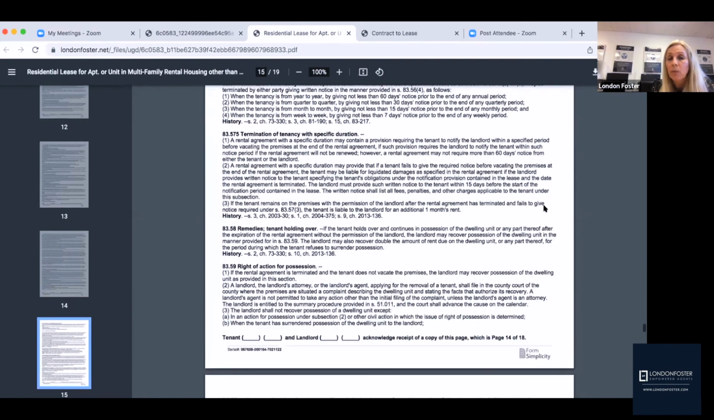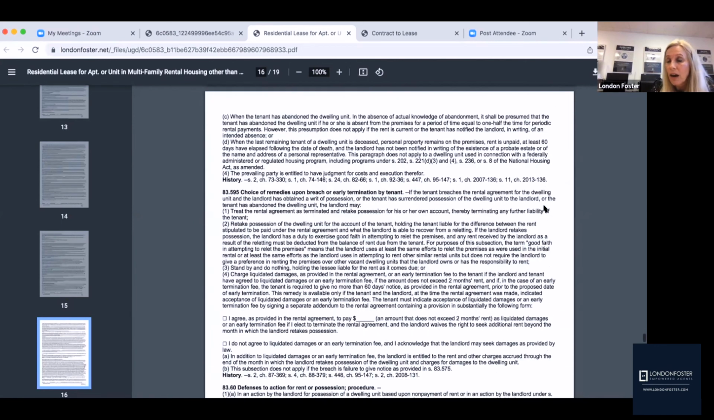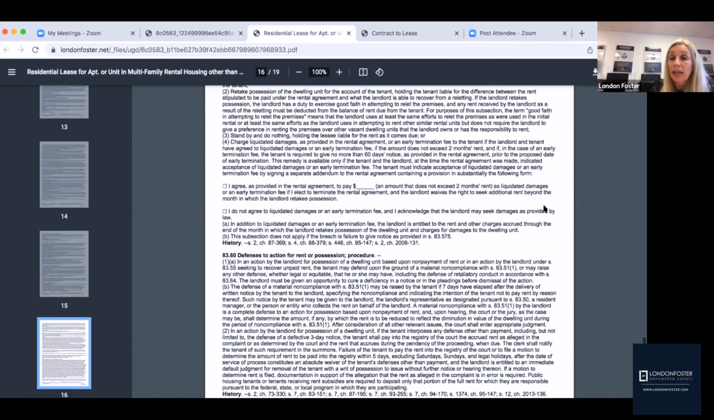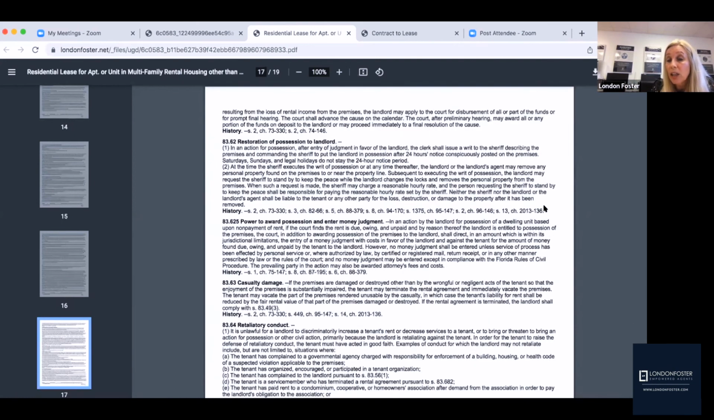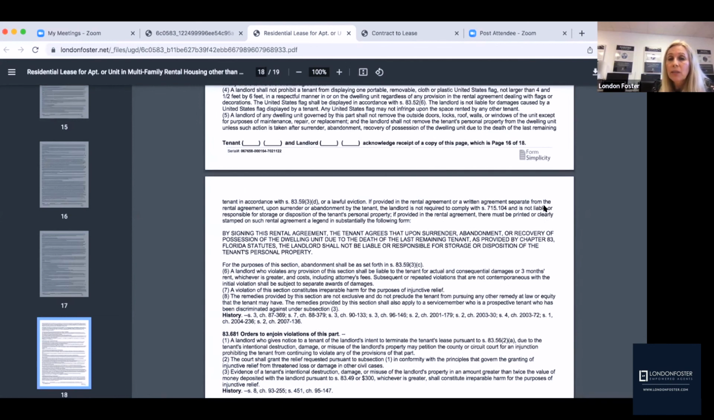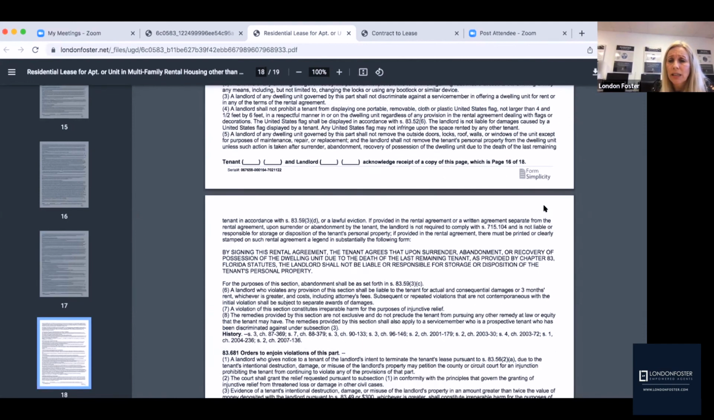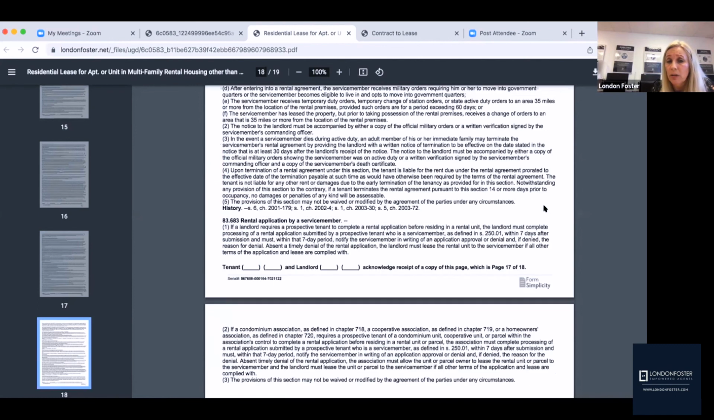Vacating, remedies for vacating, right of possession. So there's a lot of information here in the state of Florida, and this is all part of the lease and all needs to be each page initialed by all parties. So this lease was originally adopted, and I think they haven't updated it since 2016, but it's still in effect. And this is the most current one that we have, just so you know.